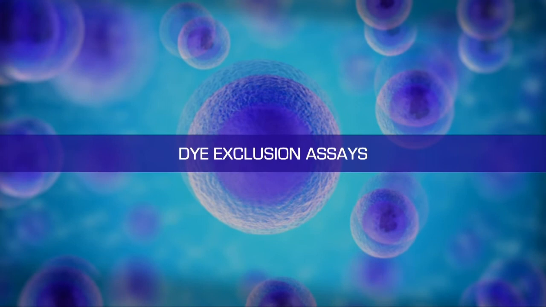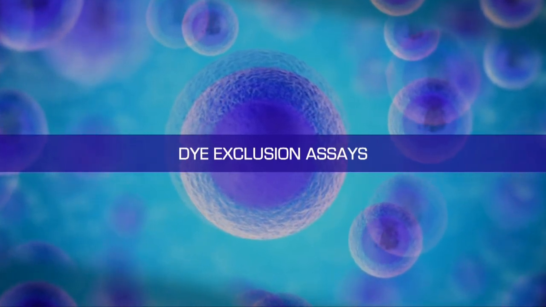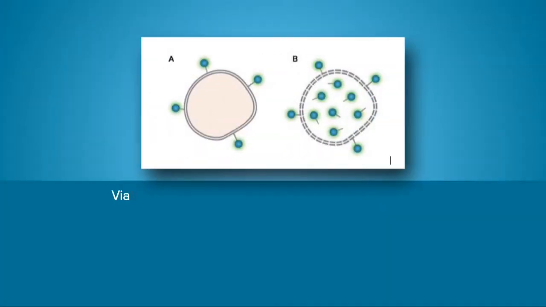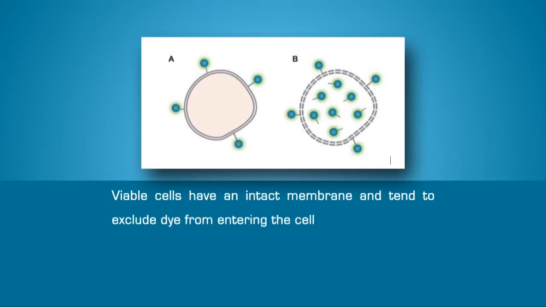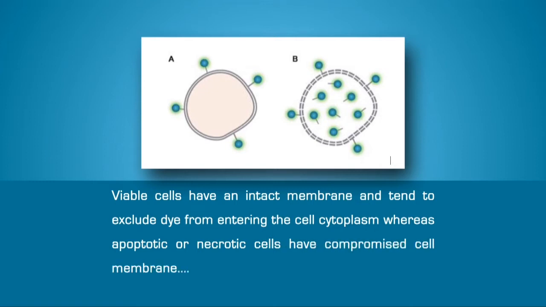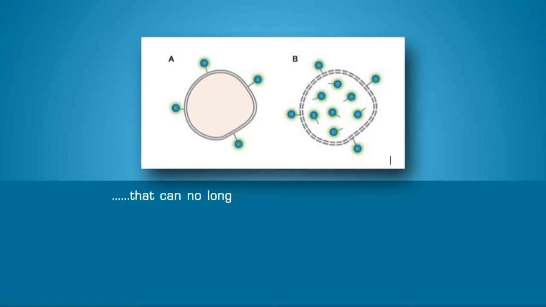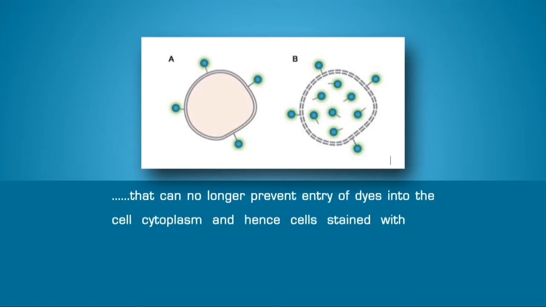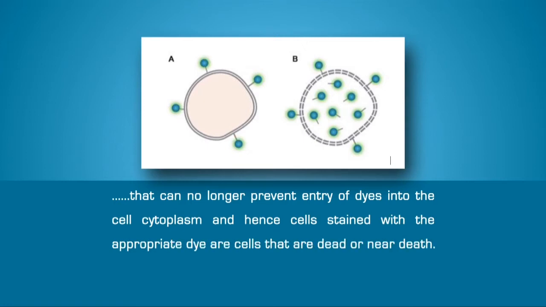Now let's discuss more about the dye exclusion assays. Dye exclusion assay is one of the simplest and most rapid methods for determination of cell health. Viable cells have an intact membrane and tend to exclude dye from entering the cell cytoplasm, whereas apoptotic or necrotic cells have a compromised cell membrane that can no longer prevent entry of the dye into the cell cytoplasm, and hence cells stained with the appropriate dye are cells that are dead or near death.